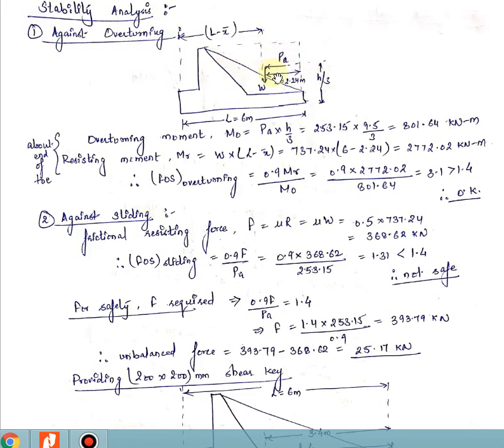See, this PA force is acting in the horizontal direction, and this PA tries to overturn the counterfort retaining wall above the toe. So we have to check whether there is stability against overturning in the counterfort retaining wall, so that it does not overturn above the toe. So what we do is we just check the factor of safety. The factor of safety must be greater than 1.4.